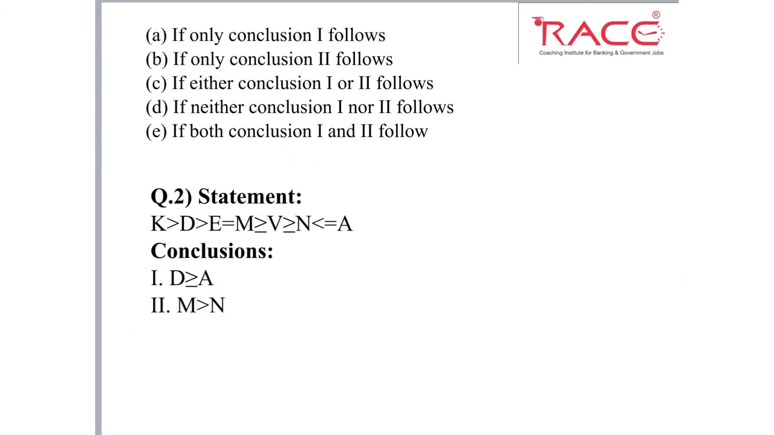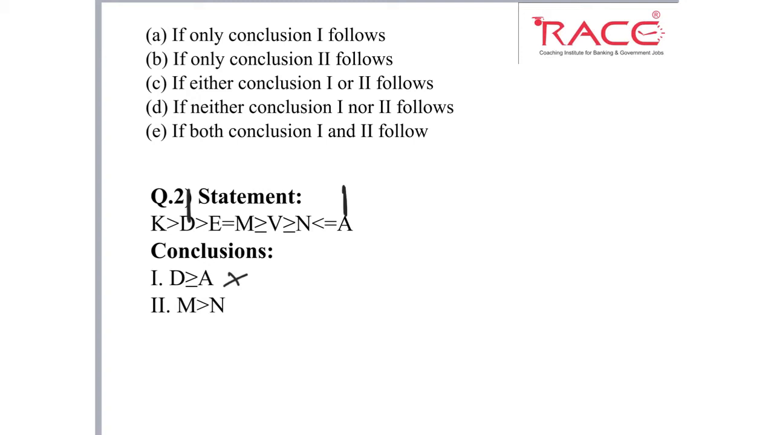So this is the second question. First conclusion, d greater than equal to a. So where do we have d? Here. And where a? Here. So check whether there is any opposite sign between them. Yes, there are opposite signs between d and a. So no need to conclude directly. This conclusion does not follow.